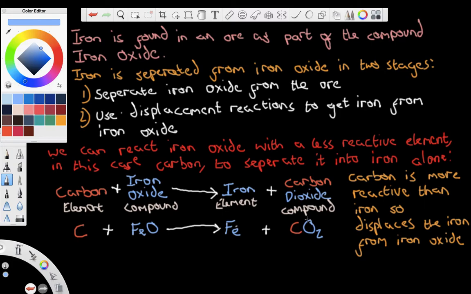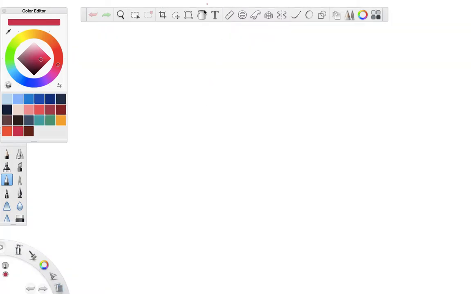To balance this, you may have done this, you may have not, I don't know. We need to put a 2 in front of the FeO and a 2 in front of the iron. Okay? Now, more reactive elements cannot be replaced by carbon. This is our final part before I'll give you some questions to do.